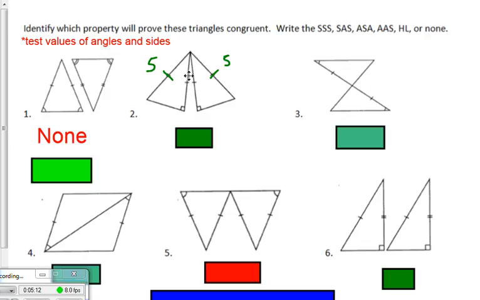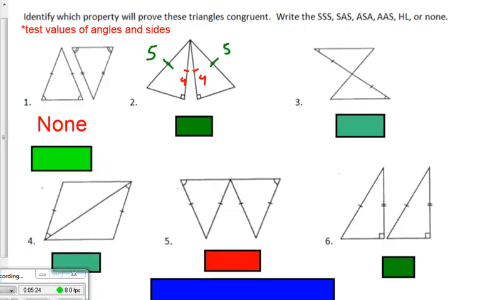The only other one we know is this side and this side. In each case, those are legs. So this one, and maybe we'll say that those are both 4. So in each case, we have a right triangle with its hypotenuse being congruent to a hypotenuse, a leg being congruent to a leg. So these are, in fact, the exact same triangles.